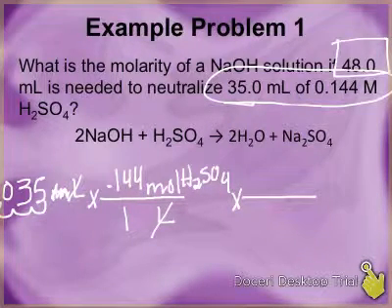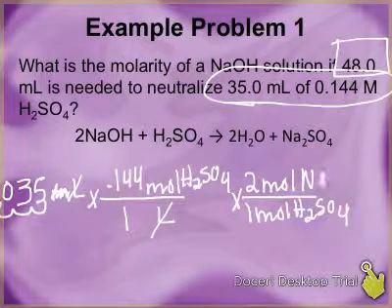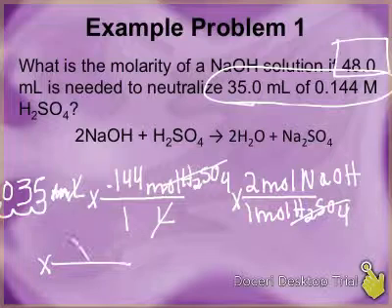Now we have to look at our balanced equation, so it's already balanced for us. So if we look at sulfuric acid, there is 1 mole of sulfuric acid for every 2 moles of sodium hydroxide, correct? So now we have changed our compound, correct? Okay, so this cancels, and we are left with moles of sodium hydroxide. But we don't want moles of sodium hydroxide. We want molarity. So we have to take our moles and divide it by, so nothing goes on the top. This time it's going to be 48 milliliters.